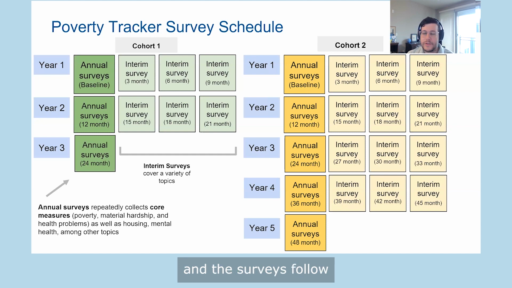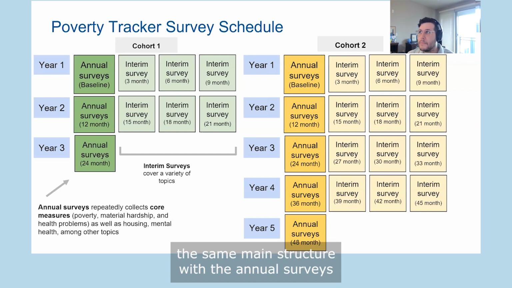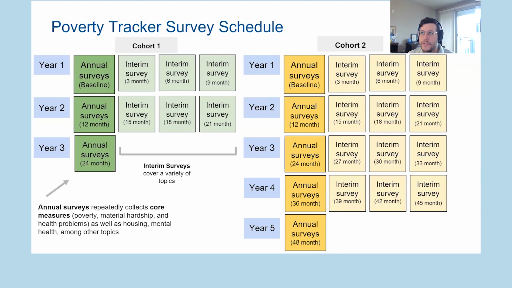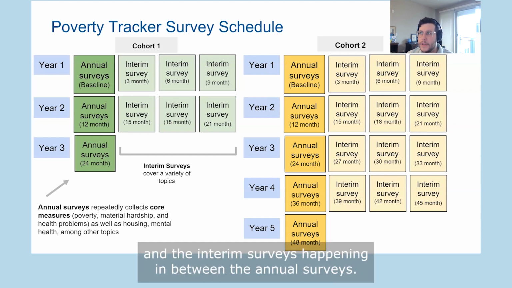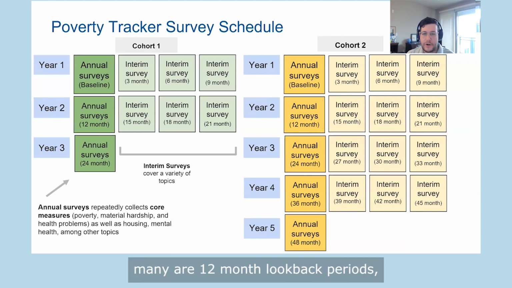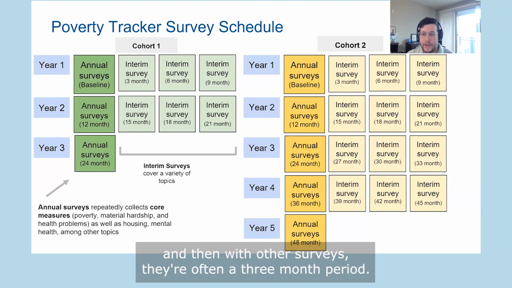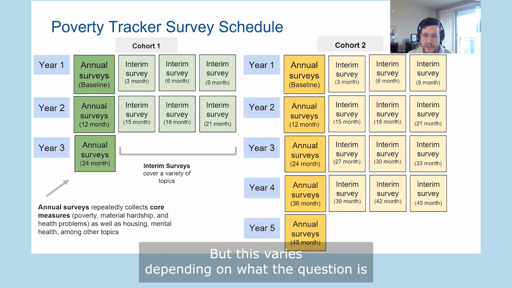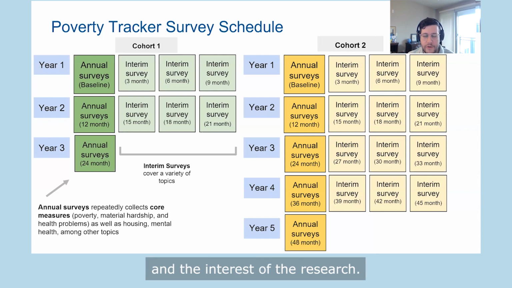As I mentioned, with the second cohort, we began following New Yorkers for a longer period. The surveys follow the same main structure, with the annual surveys and the interim surveys happening in between the annual surveys. I should also mention that in the annual surveys, many of the look back periods are 12-month look back periods, and then within the interim surveys, they're often a 3-month look back period, but this varies depending on what the question is and the interests of the research.